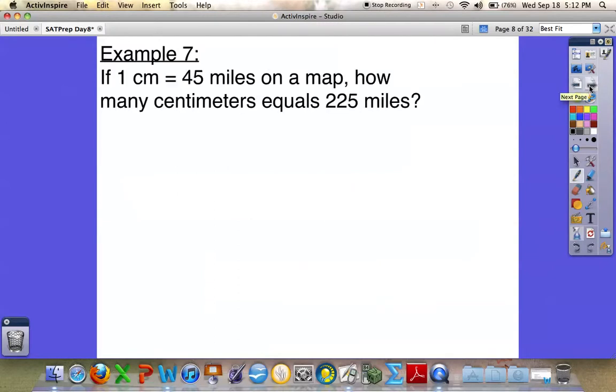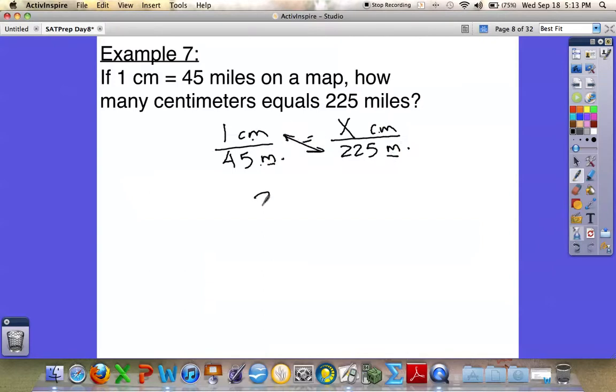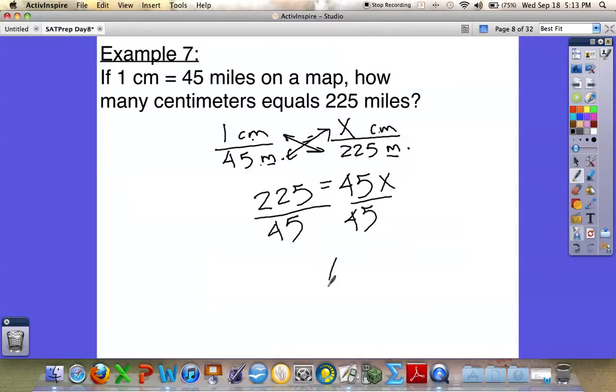Okay? Another proportion. If you're looking at a road map and 1 centimeter is to 45 miles, as how many centimeters is to 225 miles, we can cross multiply that so long as the units are lined up. Miles, miles, centimeters, centimeters. So 1 times 225 is 225, and x times 45 is 45x. And when you divide both sides by 45, you get x equals 5.